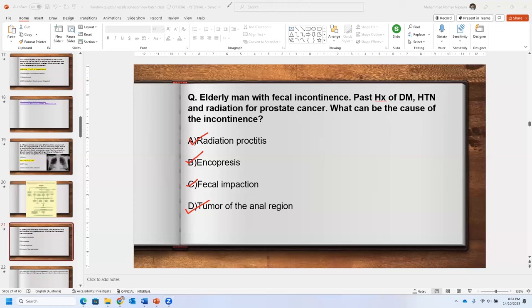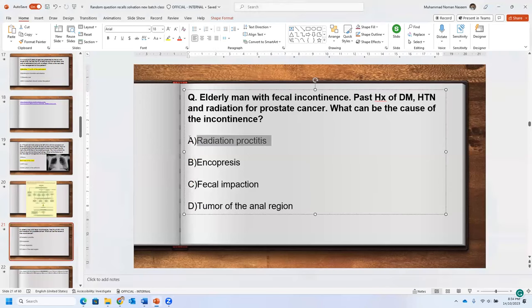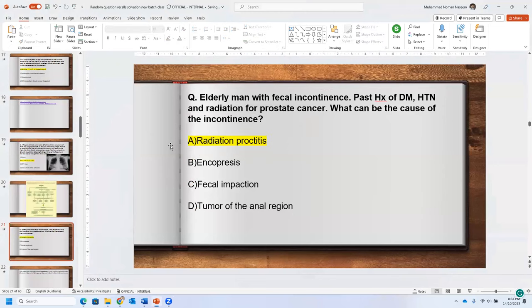Now, what happens in the prostate cancer radiation, sometimes it's given through the anal region to the prostate. That is the targeted radiotherapy. So, if it's done by that, it can cause the anal sphincter to become a bit wonky and it can cause fecal incontinence. So, radiation proctitis is. Encopresis is not common in elderly men at all. Fecal impaction can occur. And it can lead to spurious diarrhea, but it doesn't cause fecal incontinence.